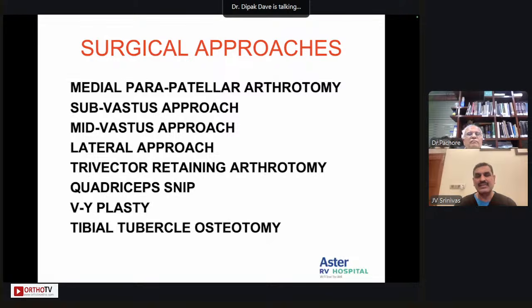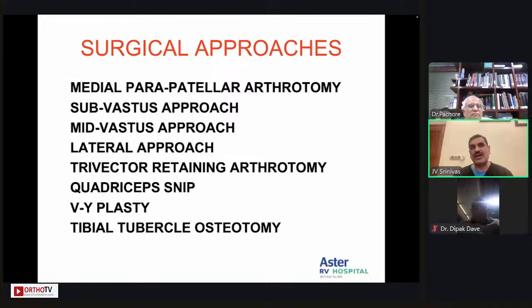Yeah. So lateral parapatellar approach. Then we have certain trivector approach. Lastly, quadriceps snip. Yes, in a very stiff knee, quadriceps snip is an excellent technique to expose the knee. Remember, quadriceps snip is only an approach for the knee surgery, and we are not addressing the extra-articular stiffness. Extra-articular stiffness, that is your extensor mechanism, that is the quadriceps muscle, your patella and your patellar tendon.